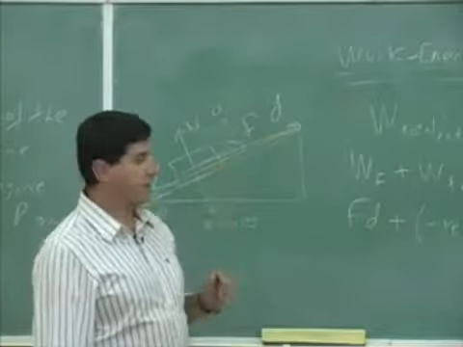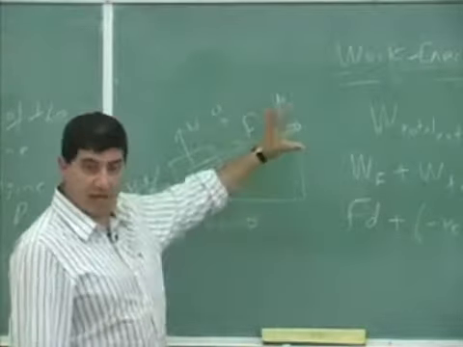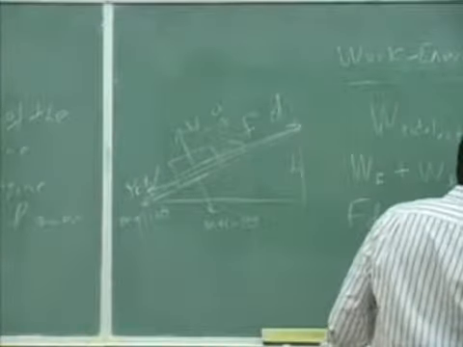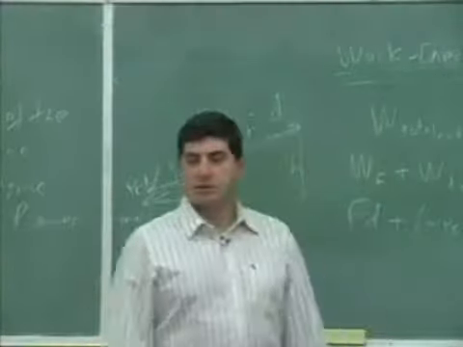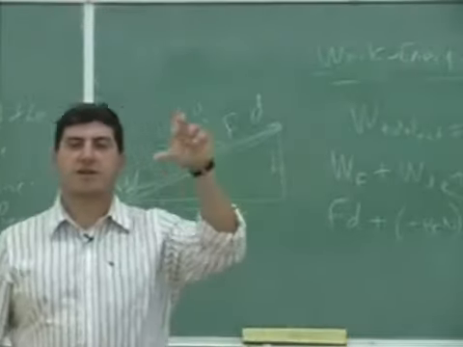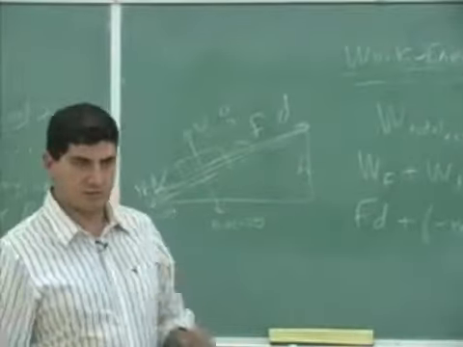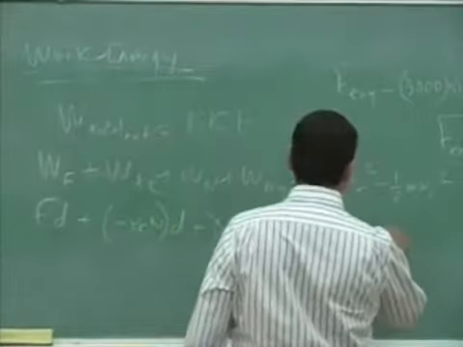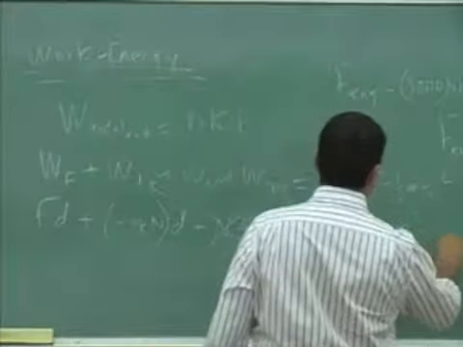So what's the work done by gravity? Negative mgh. We can call this h here. Negative mgh. That's the work done by gravity. It only cares about the vertical displacement. And then that's equal to half m v final squared minus half m v initial squared.